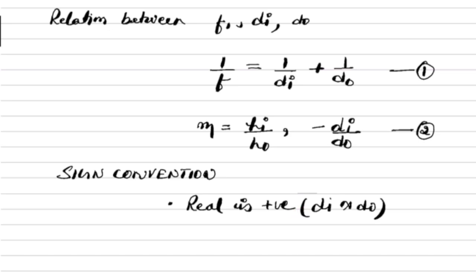If the image is real, di is also positive. So understand like that how to take the sign convention of these two things. What about the focal length? So the second point is about that.